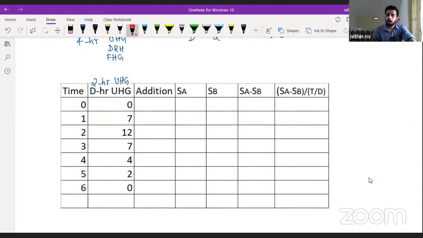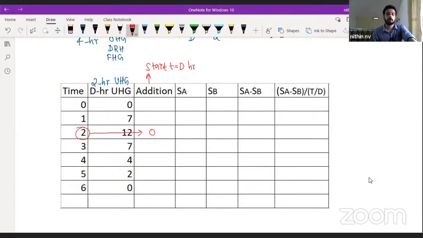In the S-curve method, the first table is the addition table. We are going to add some elements to this D hour unit hydrograph. What are those elements? The first addition value will always be 0, and that will start at time t equal to D hour. Where is our D here? What is the value of D here? 2. So what is that time 2? Here. Corresponding to this, our first addition is 0.